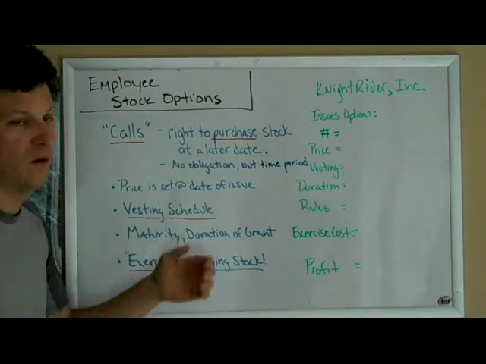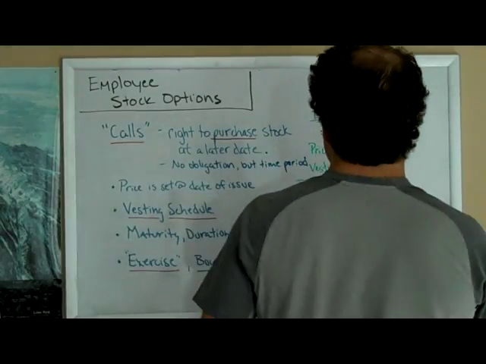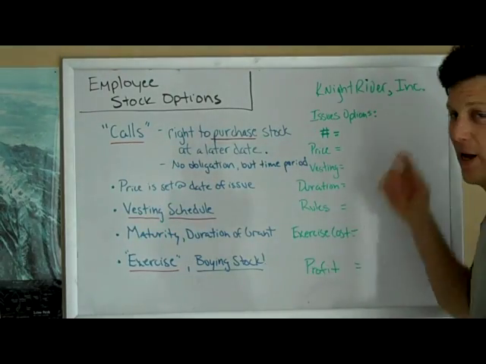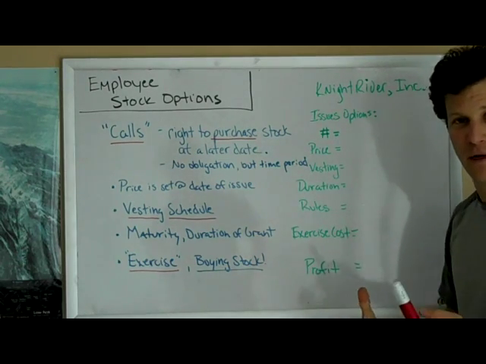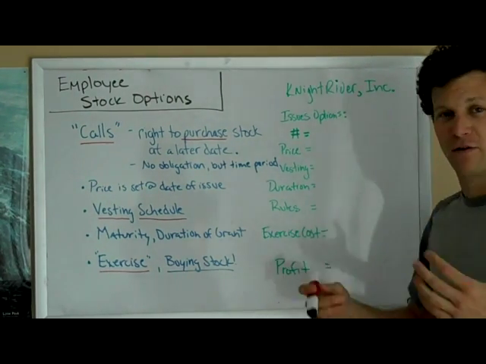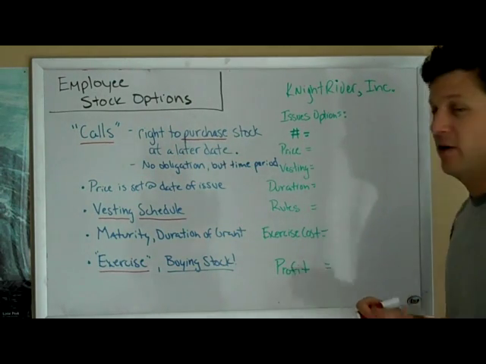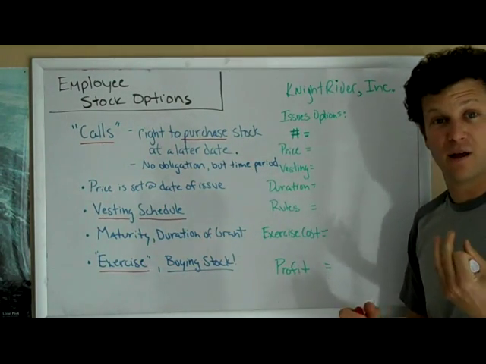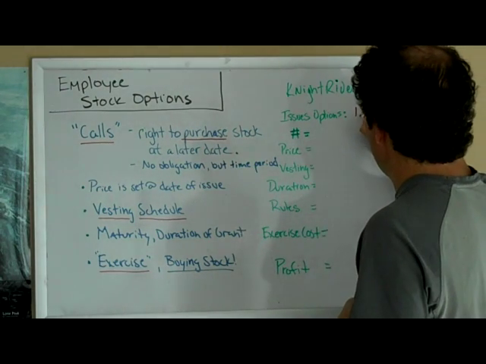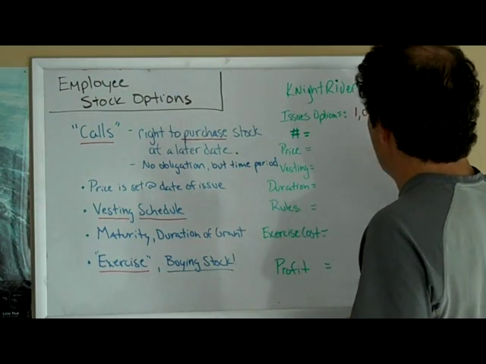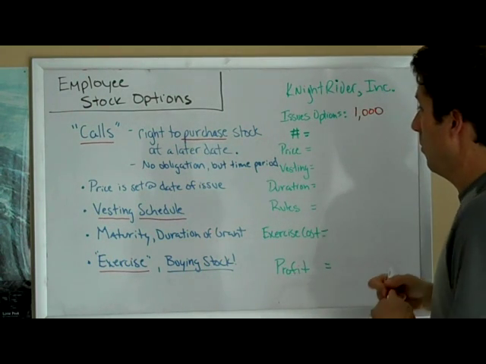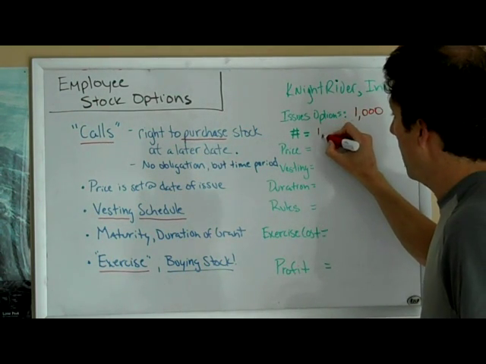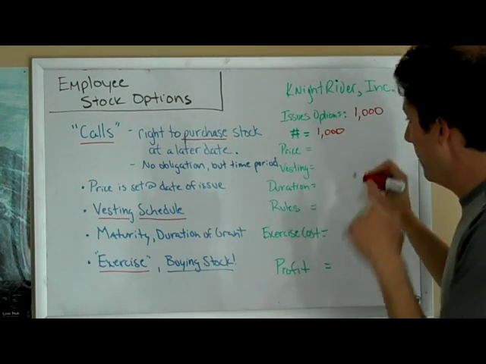So let's walk through an example. We're going to talk about the Knight Ridder Incorporated, which is my personal tribute to David Hasselhoff, a hero of mine. So let's say I work for Knight Ridder Incorporated, and they're going to issue me options. I'm an employee. I'm a lucky employee. So they issue me 1,000 options on some of their stock. So the number of options they issue me is 1,000.